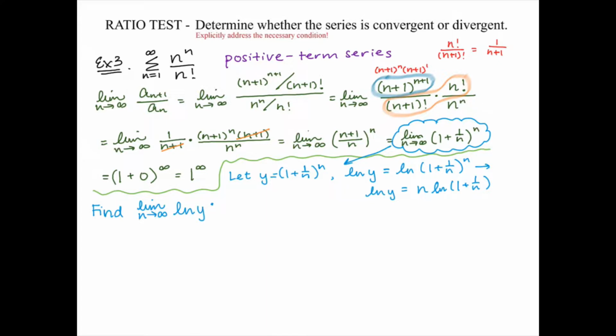Okay, so this is going to be the limit as n approaches infinity of, what do we have here? The natural log of y is, sorry, what's going on here? I think I'm going to need some more room. So I'm going to start this on a fresh page here. So let's go to a fresh page.